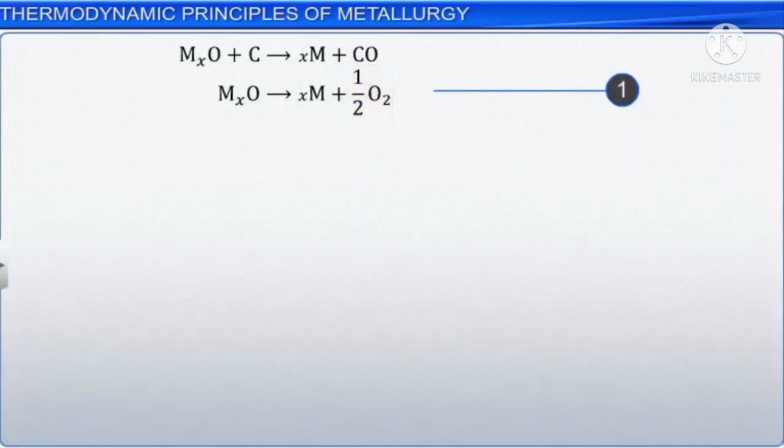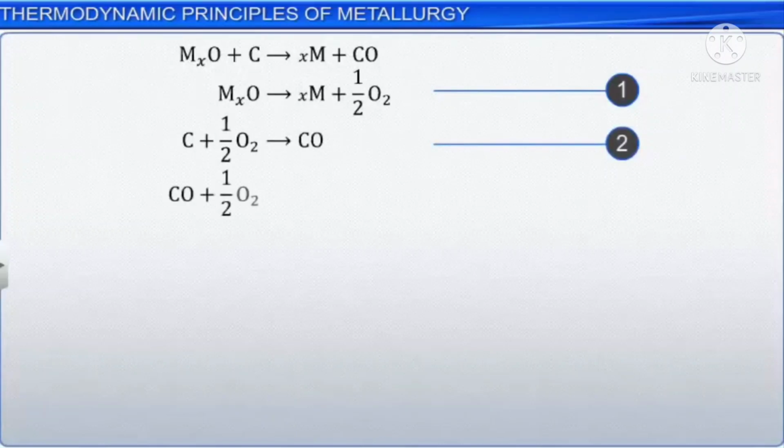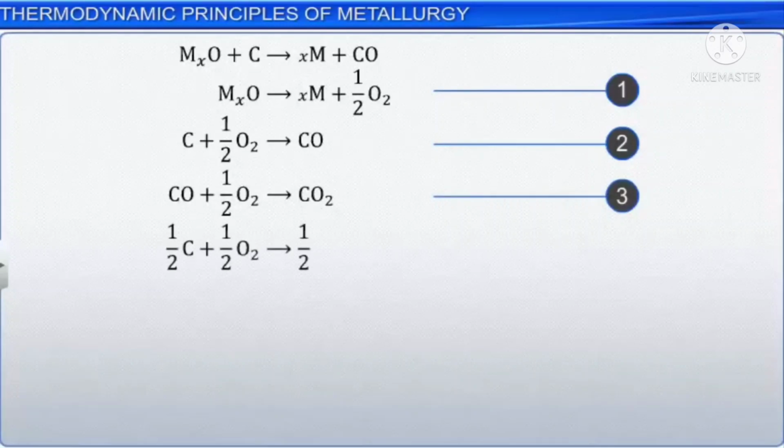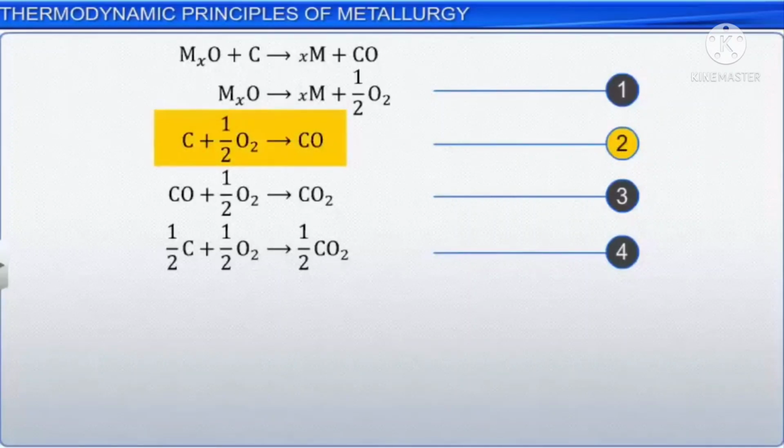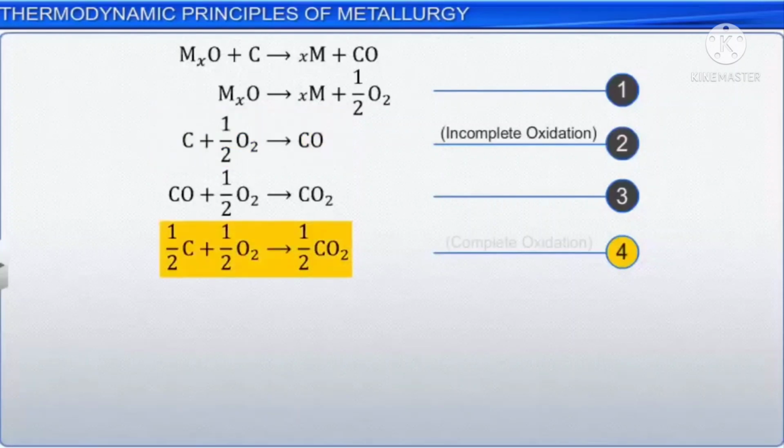If carbon and carbon monoxide are used as reducing agents, then the reactions can be represented as: C plus half O2 gives CO. CO plus half O2 gives CO2. And half C plus half O2 gives half CO2. As you can see, the second reaction represents the incomplete oxidation of carbon, while the fourth reaction represents the complete oxidation of carbon.